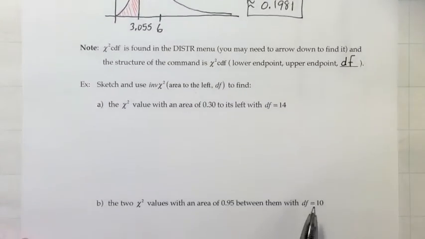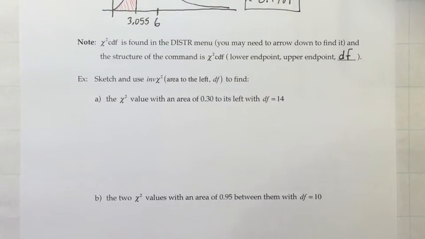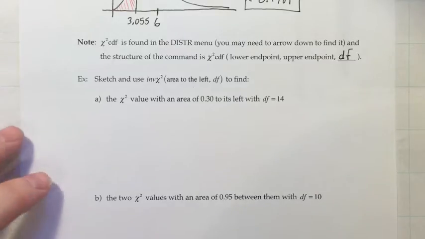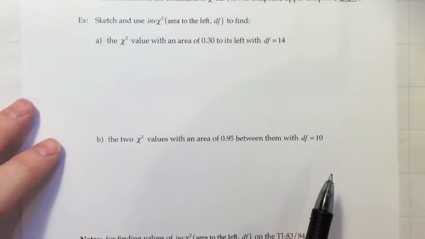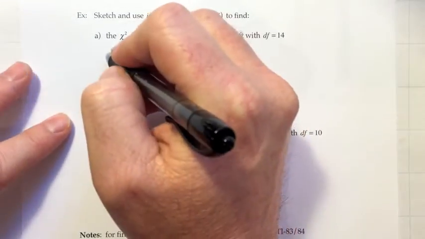So let's take a look at it. Let's find the chi-squared value with an area of 0.30 to its left if the degrees of freedom is 14. Alright, so first I'll start off with a sketch.